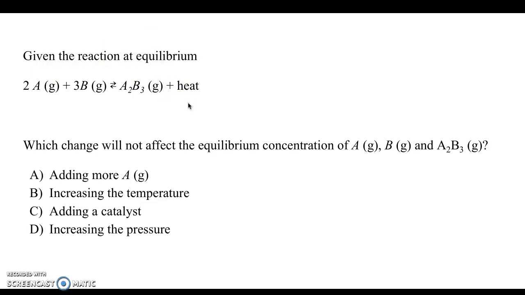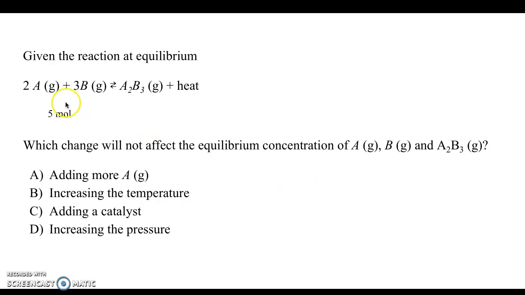Increasing the temperature is always going to affect our equilibrium and the concentrations, but if we increase the heat, we're going to see a shift to the left. This will increase the concentration of A and B and decrease the concentration of A2B3. Adding a catalyst sounds great because it shouldn't have any effect on the concentration. It only affects the rates of reaction. But let's check our last option still.